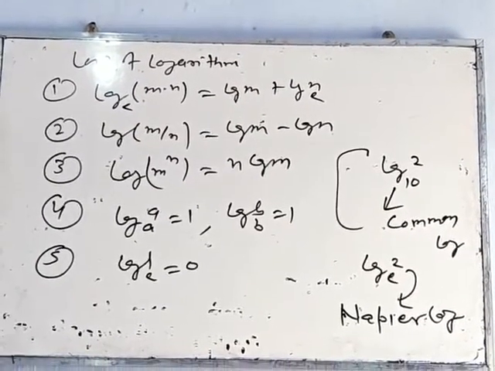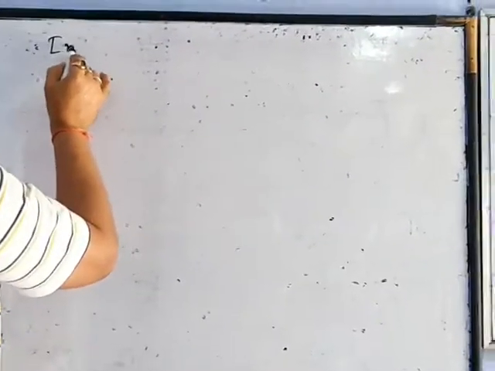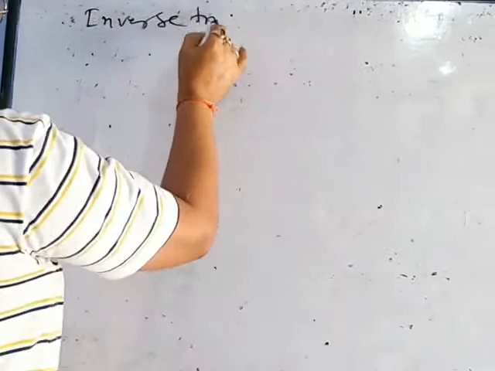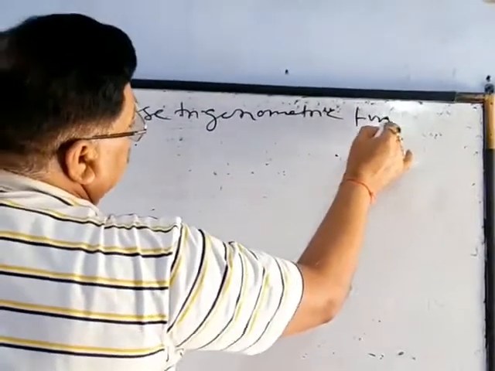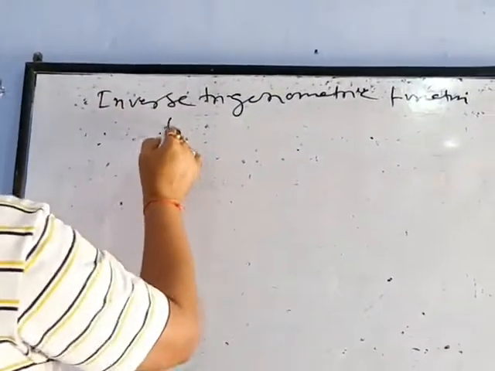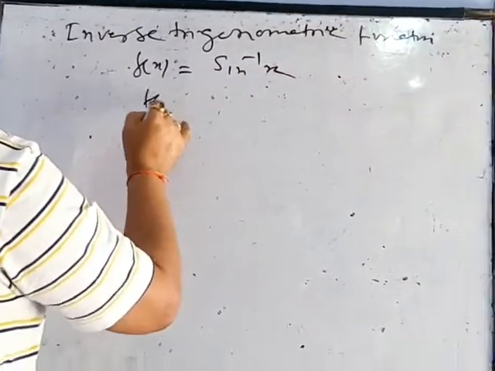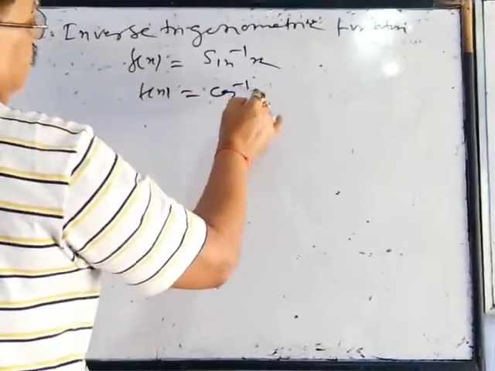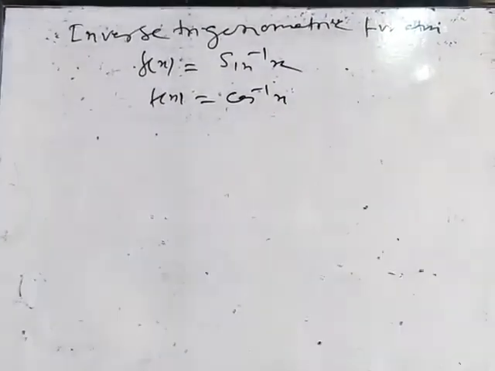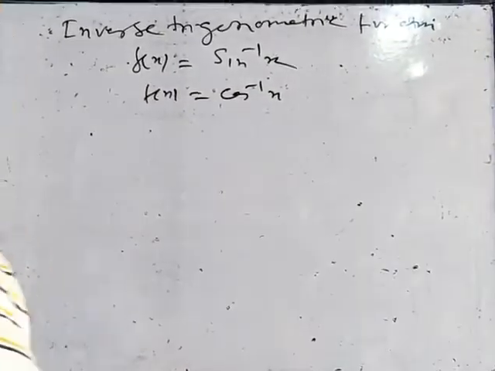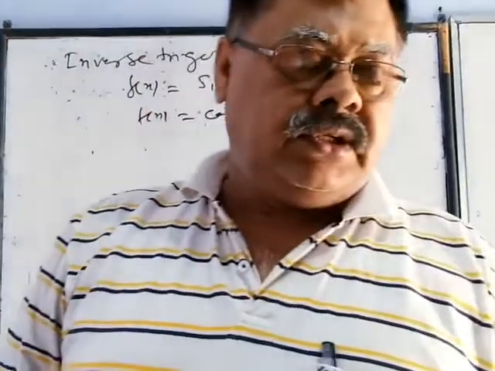Now the next type of function I am going to discuss is the inverse trigonometric function. f(x) is equal to sine inverse x. f(x) is equal to cos inverse x. These are the inverse trigonometric functions. So these are the kinds of function which will be used in class 11.